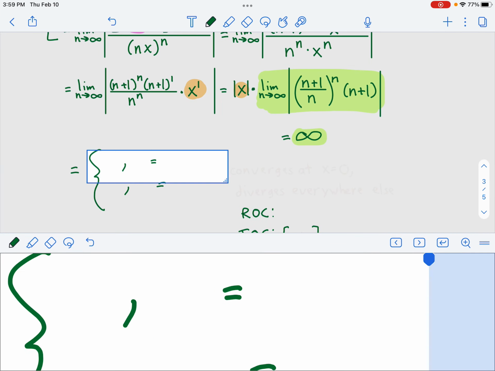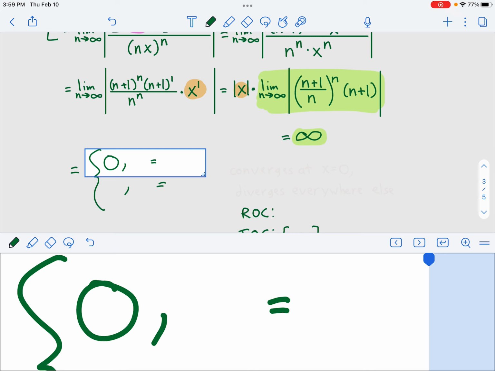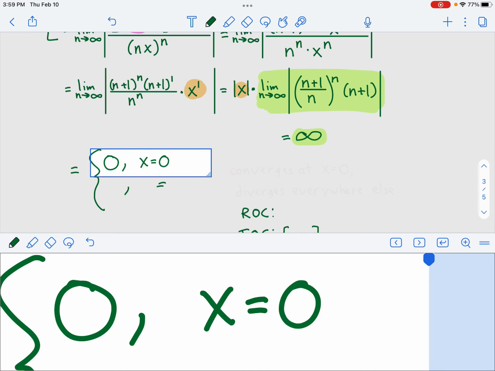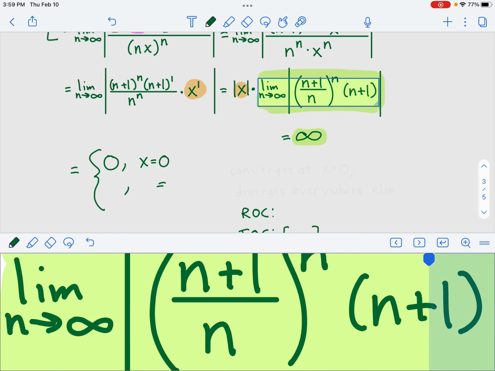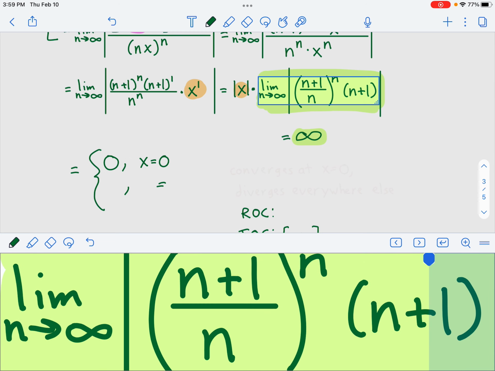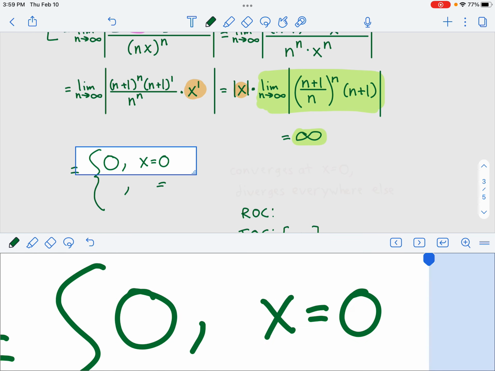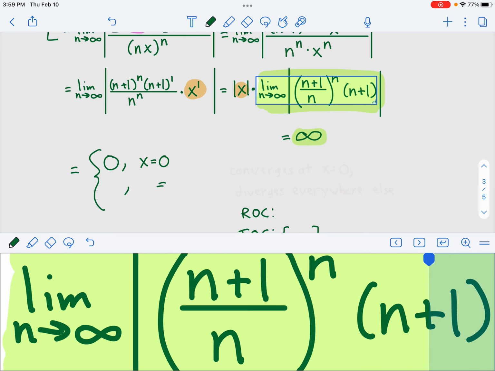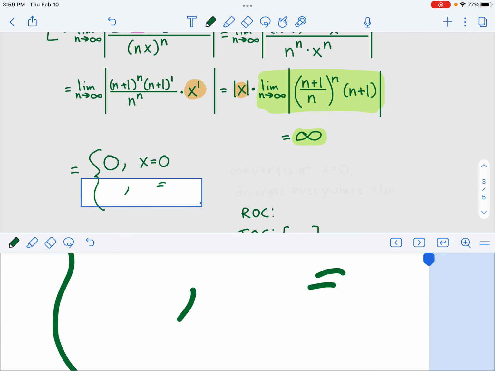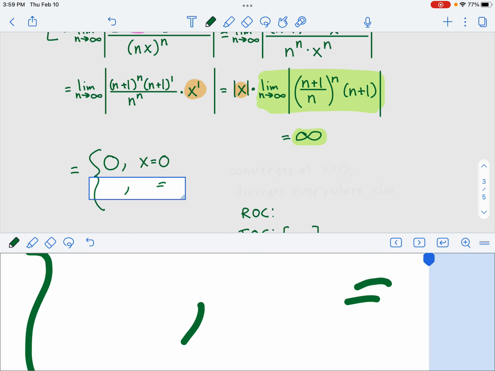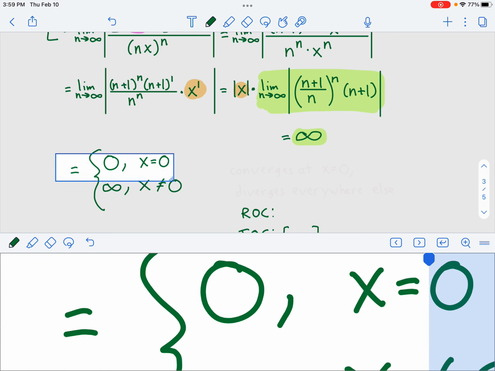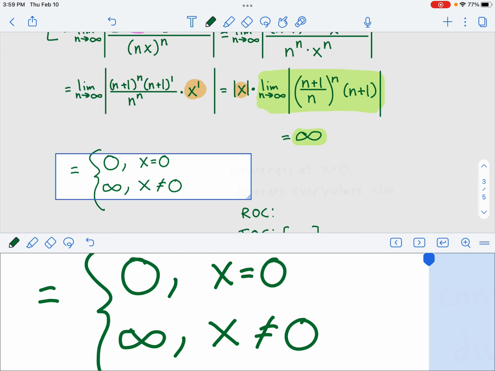The only way to get L to be less than 1 is to make x equal to 0, because now 0 times anything is just 0. And so we can turn L into 0 if x is 0. But if x is any other value, this limit is going to go to infinity, and so any x value times that is just going to be infinite. And we'll say for x not equal to 0.